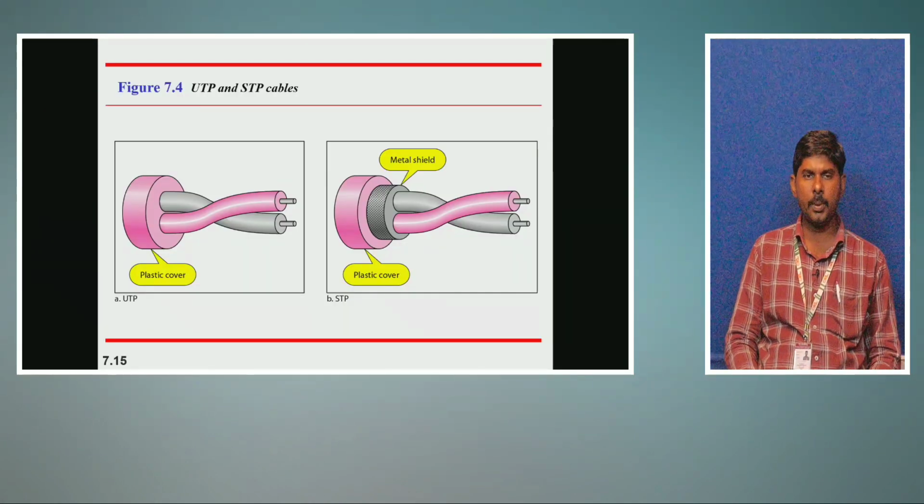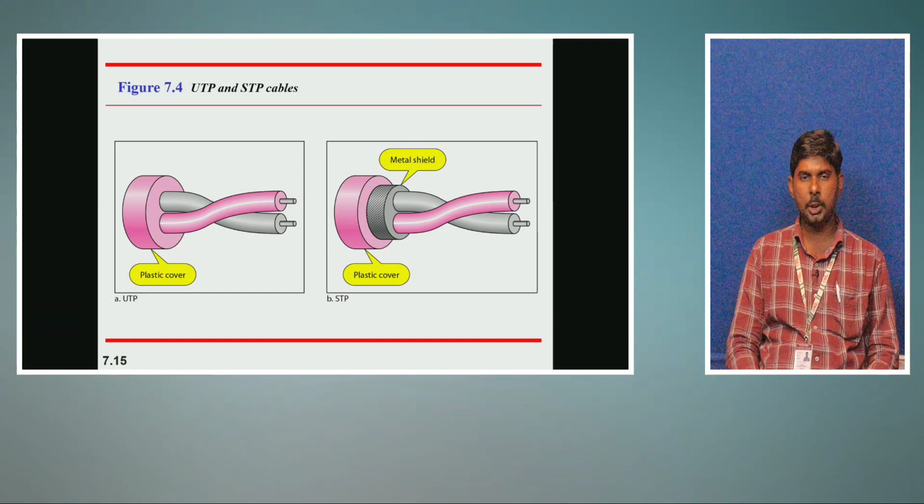So this is the difference between UTP and STP cables. Twisted pair cables are categorized into two, unshielded or shielded. If you are shielding, a metal shield will be there. See in the diagram, a black colored metal shield will be there, and on the top we are placing a plastic cover. But in the unshielded twisted pair cable there is no metal shield, directly a plastic cover is placed over the twisted pair cables.